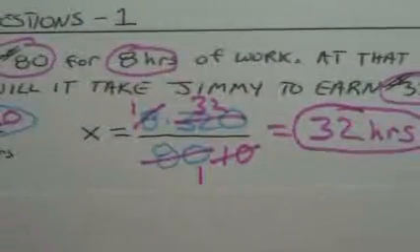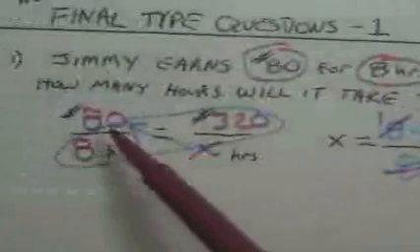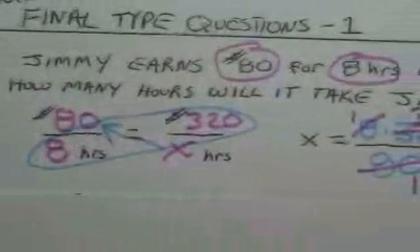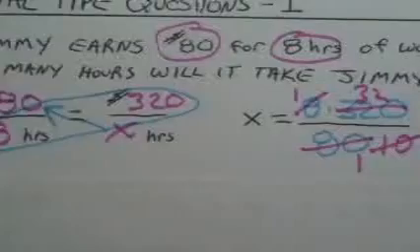And many of you can figure that out because he's making $10 an hour. $10 an hour, how long does it take to get $320? It would take 32 hours.